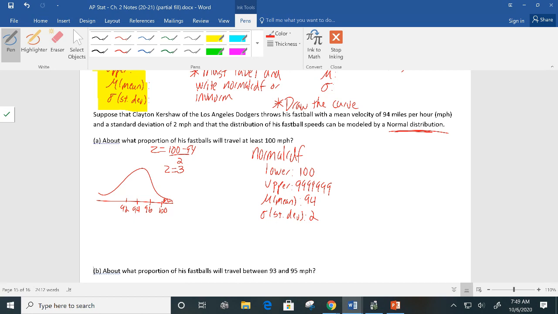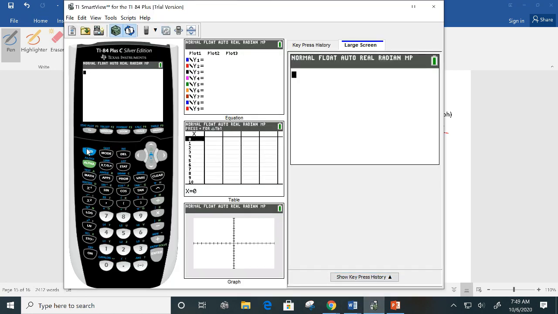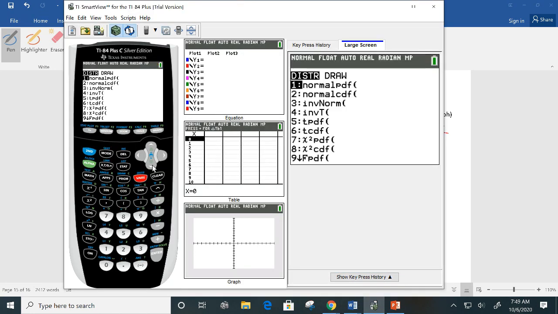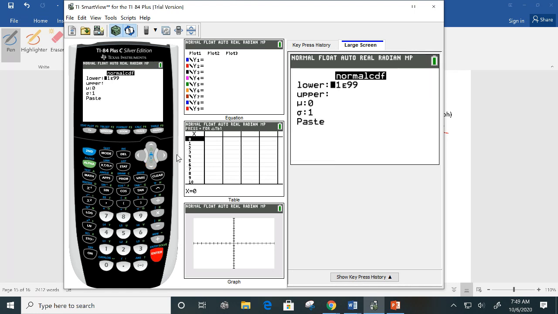So I'm going to go to my calculator now, and I'm going to go to second and vars. Notice in blue it's distributions, because that's what we're talking about, a normal distribution. There's lots of different types. NormalPDF is something that we will never use. We're only using these two, NormalCDF and inverse norm. So I'm going to go to NormalCDF here, and I'm going to plug in my values.